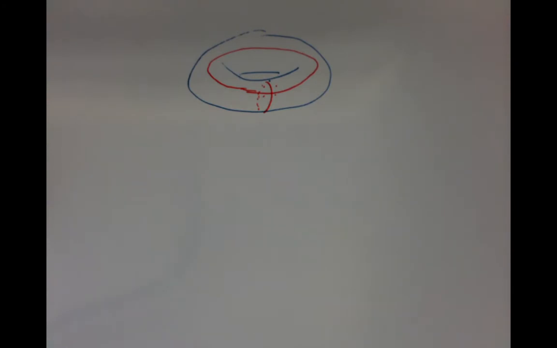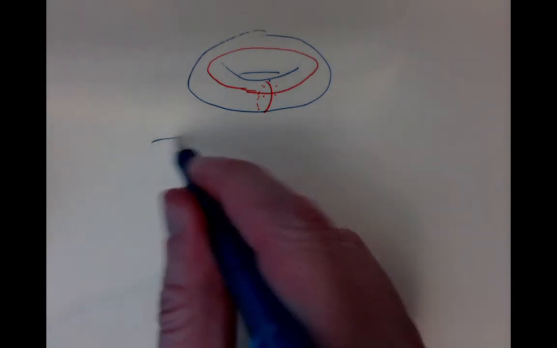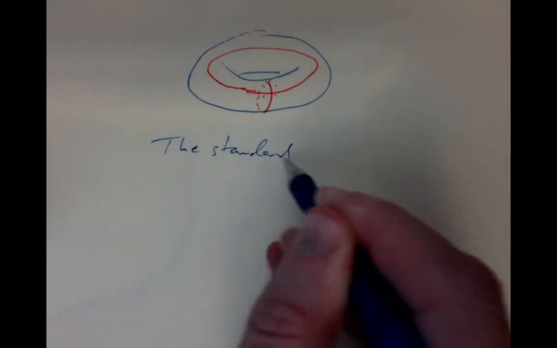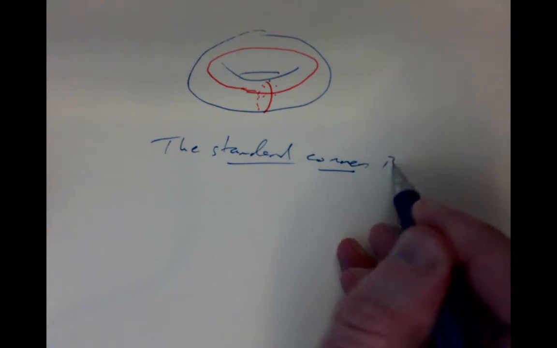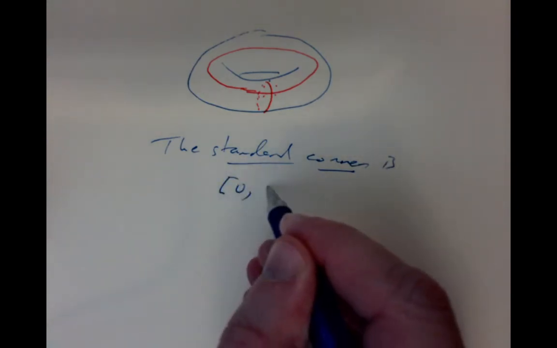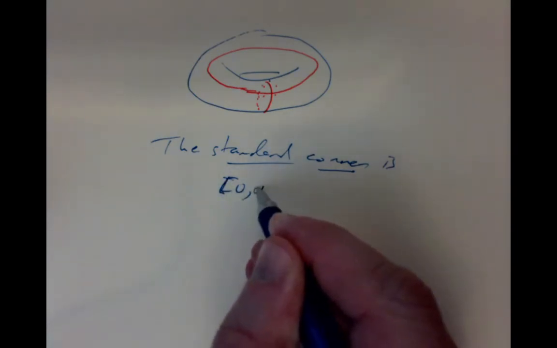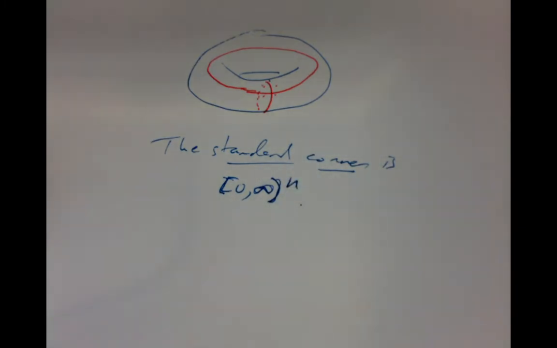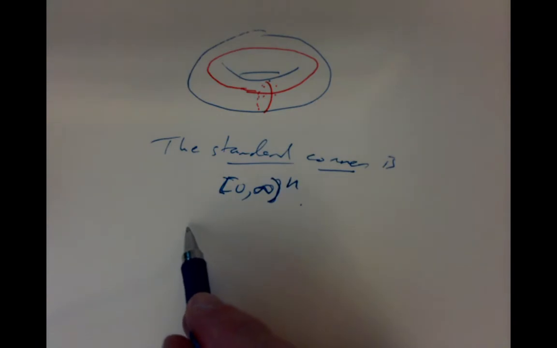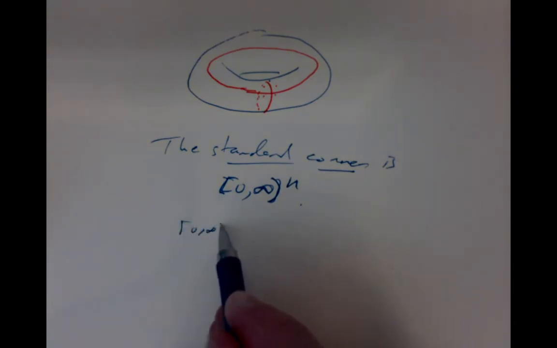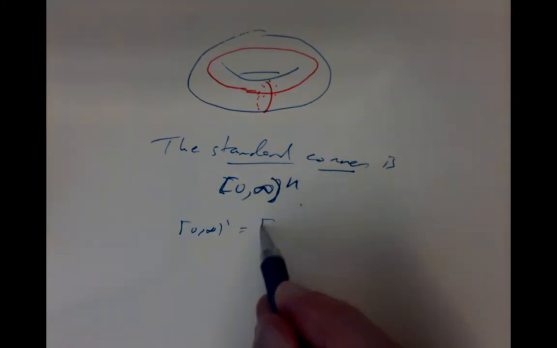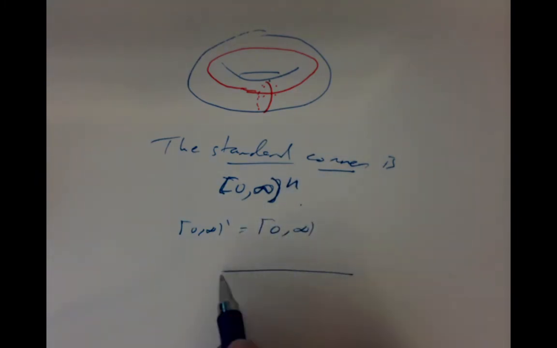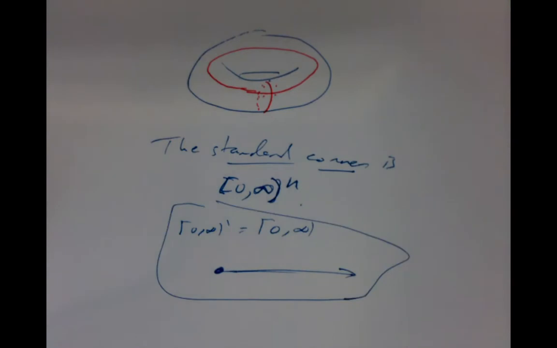So the standard example, the standard corner, is just the interval starting at zero, including zero, and going out to infinity, but n times, n copies of that half-open interval. So in a picture, the one-dimensional standard corner is simply the interval 0 to infinity. So we include 0 and we go out this way. So that's one example.